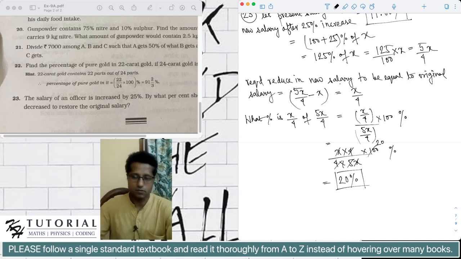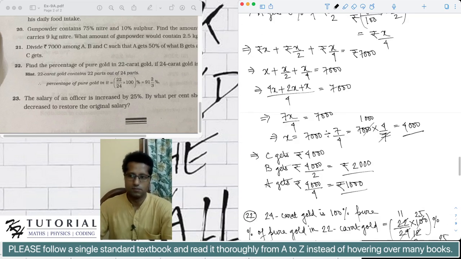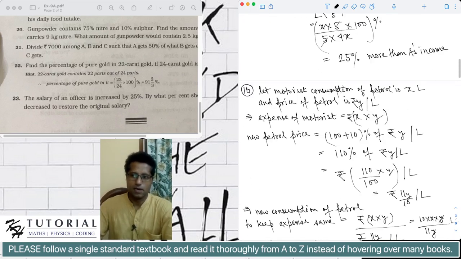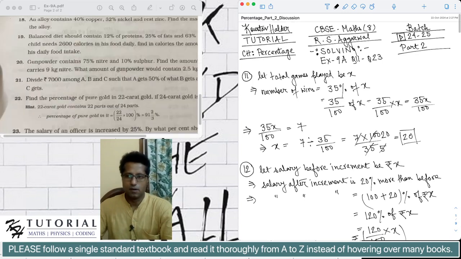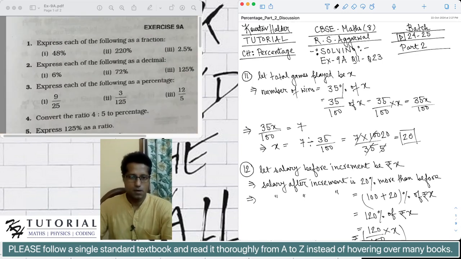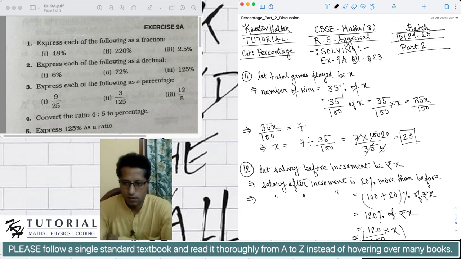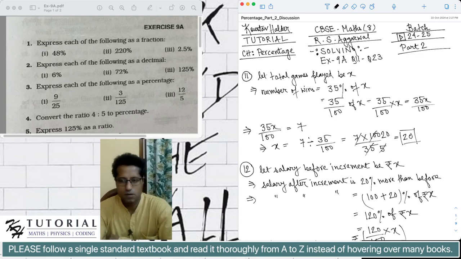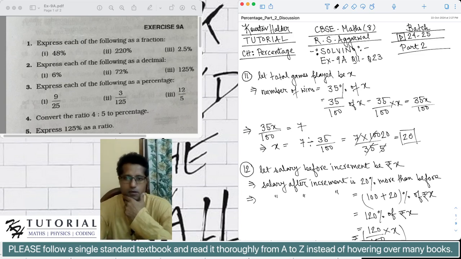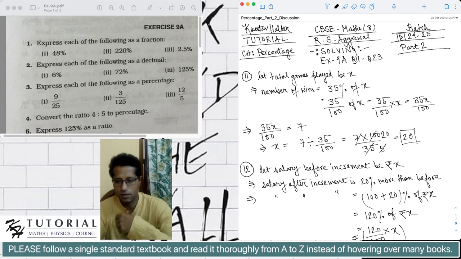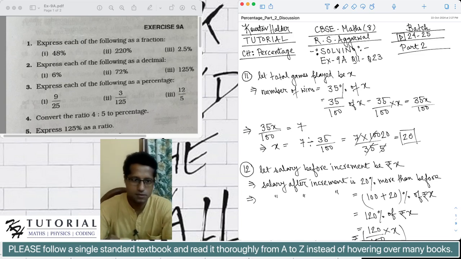So this brings to an end in solving the remaining problems of exercise 9A from the chapter of percentage. I hope this video was beneficial. You got the idea how to apply the concepts of the percentage to solve the various patterns of problems and the word problems from the concepts you have already learned in your previous class, that is class 7.